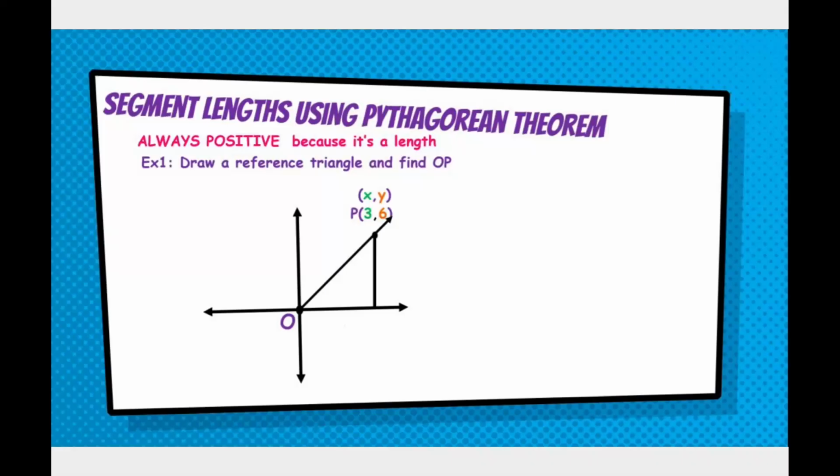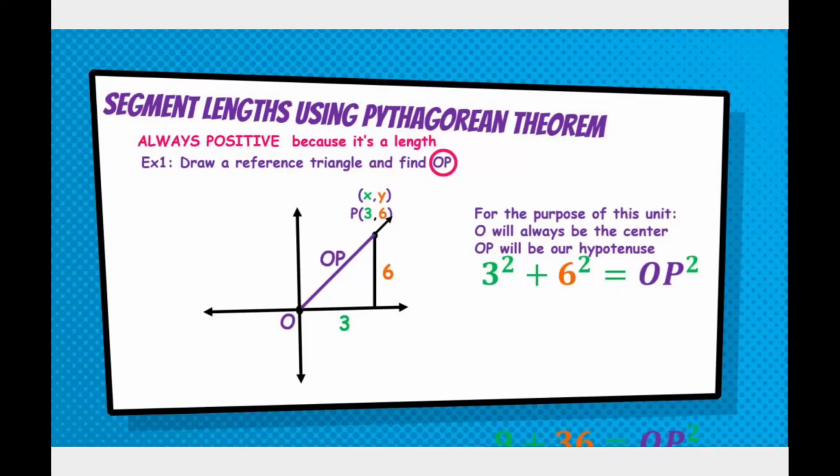And it may not look to you obviously like I know two sides of this, but look at the point. The point is 3, 6, which tells me from the origin I've gone over 3 units to the right and I've gone up 6. So I know that the x value is 3. I'm going up 6 here, and then from here I can use Pythagorean theorem to find this side, which is the hypotenuse. So without further ado, we're going to square 3 and square 6, and that gives us 45, and then we need to take the square root of that to find OP.